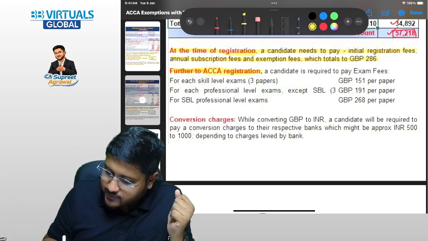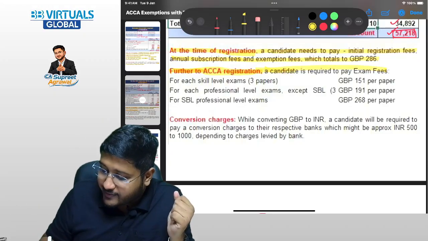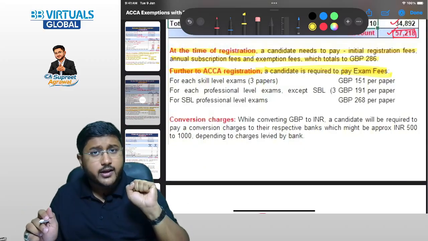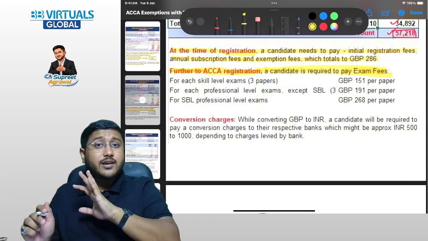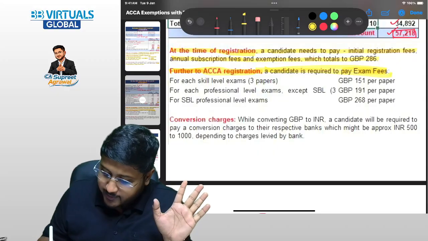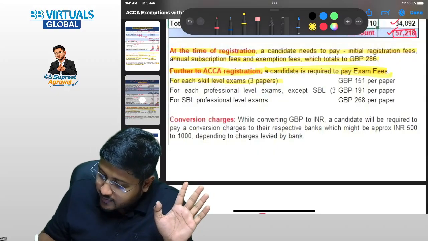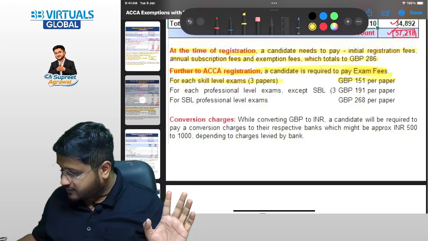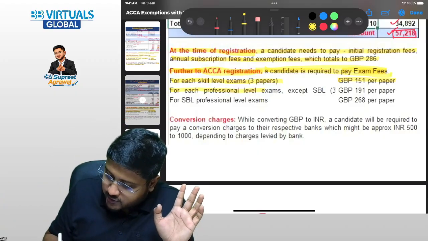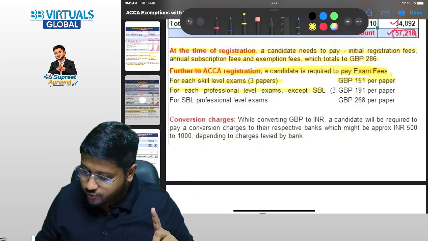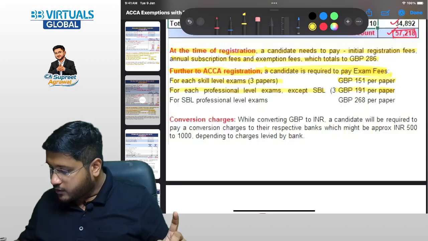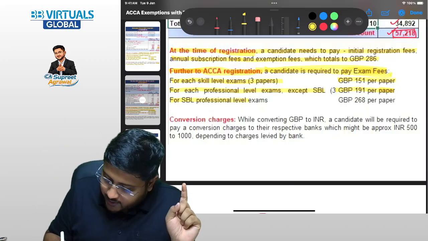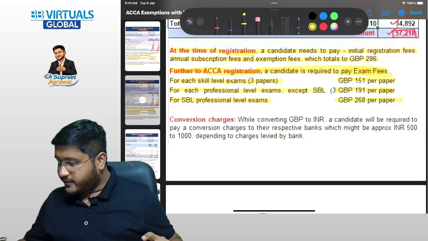Now further to ACCA registration, a candidate is required to pay exam fees. This exam fees is something that you need to directly pay to the ACCA body, and my dear friends, here there are no discounts even if you go with us, right? So for 3 papers of skill level, 151 per paper. Okay, so 151 into 3, this is what you need to pay. And for each professional level exam except for SBL, it is going to be 191 per paper. So 191 into 3, and then for SBL professional exam, that is 268.